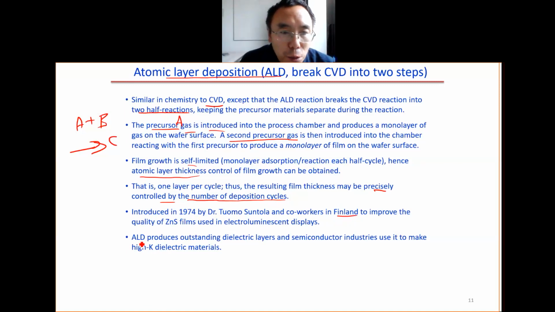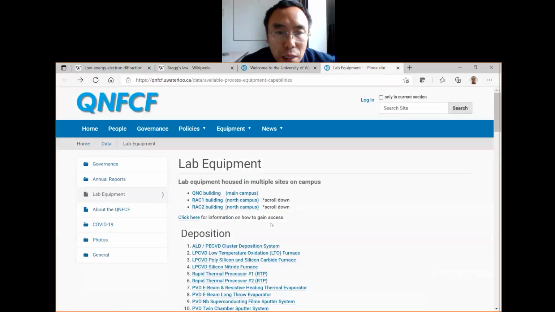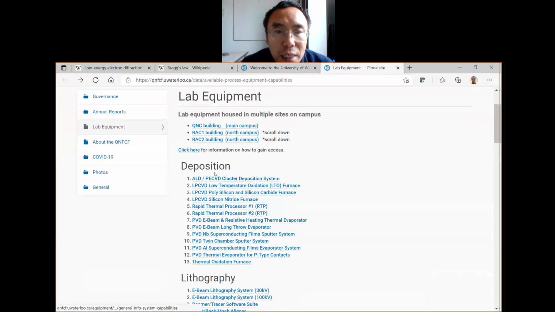Today we use ALD for high-K materials. For example, we can deposit hafnium oxide, a high-K material, by atomic layer deposition. Here on campus, we have ALD. I can show you. In this case, ALD and PECVD are in the same cluster deposition tool: one chamber for ALD, another chamber for PECVD.